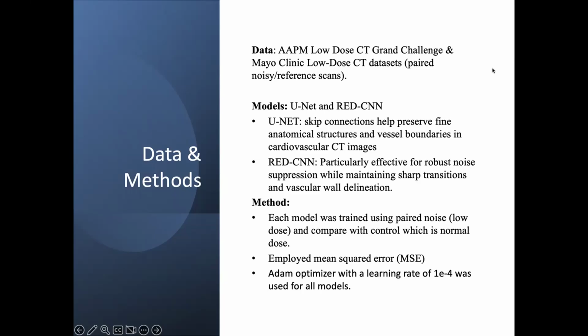And for the method of how to evaluate it, each model was trained using the paired noisy low-dose and normal-dose reference cardiovascular CT scans. We employ mean squared error, MSE, as the loss function to minimize the intensity differences between the noisy output and the ground truth image, ensuring that the model produces output that closely resembles the original clinically relevant image. MSE is particularly important here because it penalizes larger errors heavily, which is essential for accurately restoring subtle but crucial cardiovascular structures.